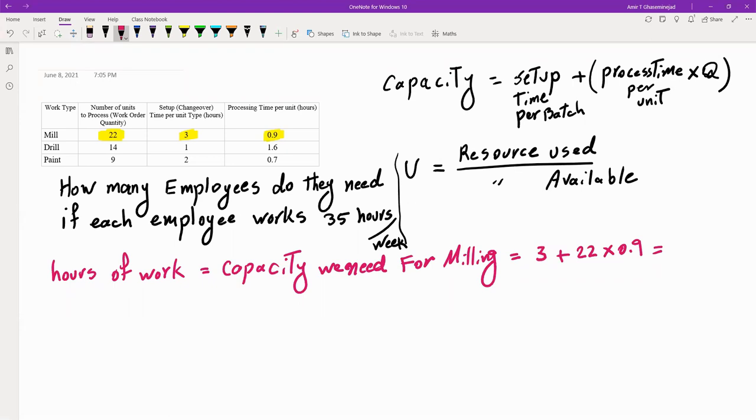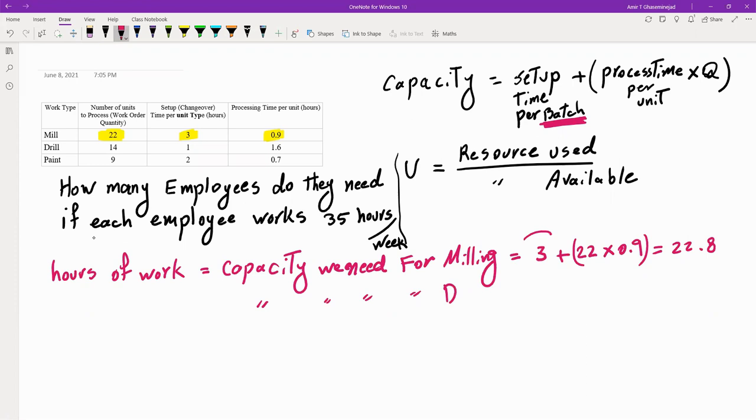22.8. 22 multiplied by, what did you say? 22.8 total. Well, we need processing time and setup time. Yeah, this is the setup. So you have to multiply 22 times 3 and 22 times 0... No. The setup time. 22 times 0.9 plus 3, right? Yeah, as I'm showing you. The 3 hour setup time is for the batch. You set up your machine for milling and then you do all of your milling.